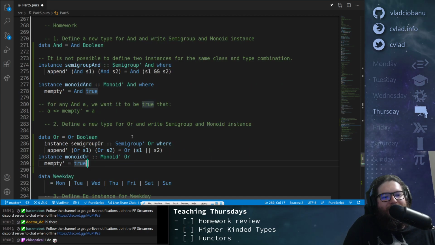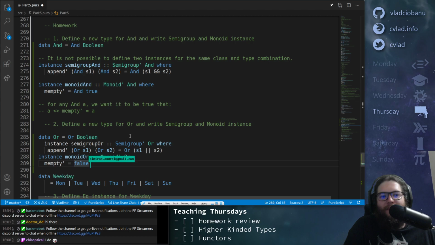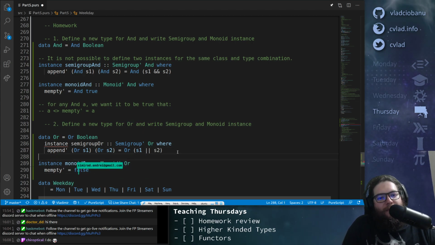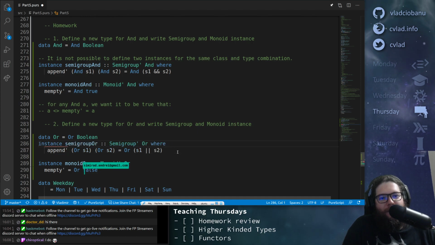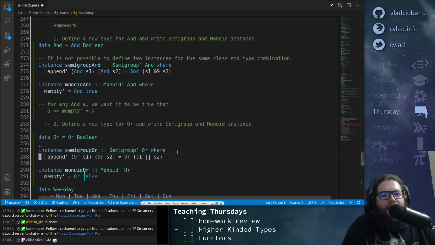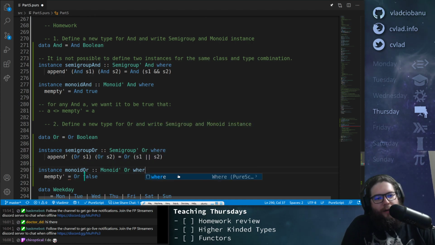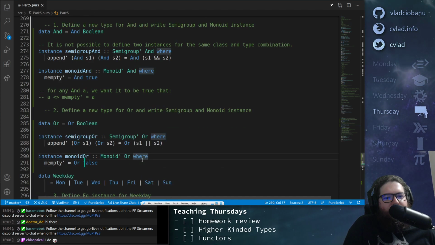Okay, and then this is the exact same thing, except this should be false now. The empty on the monoid instance. Shouldn't it be the exact same? Yep. And you also forgot the where here, but other than that, it's correct.